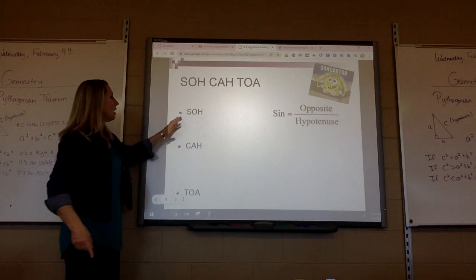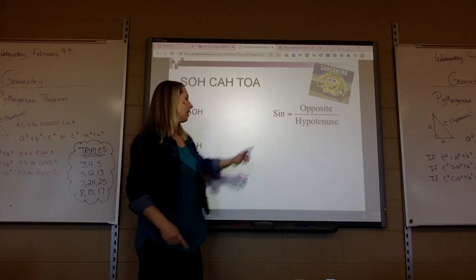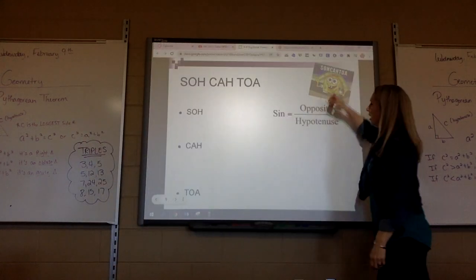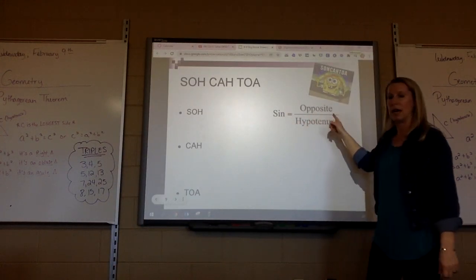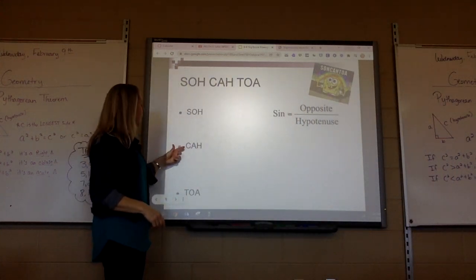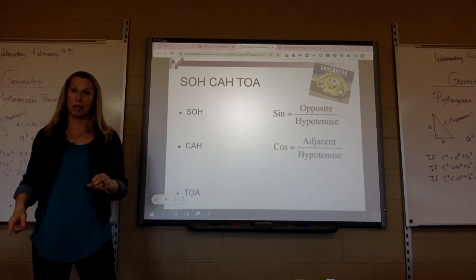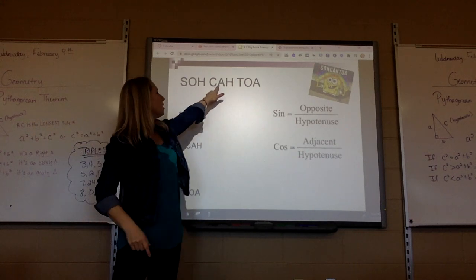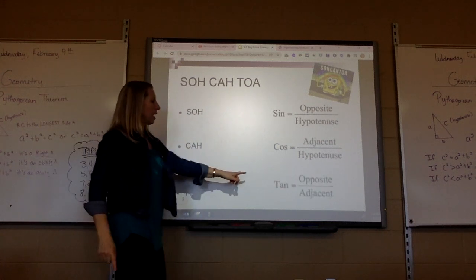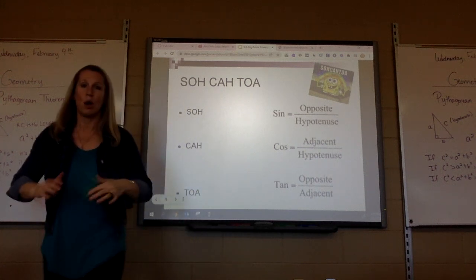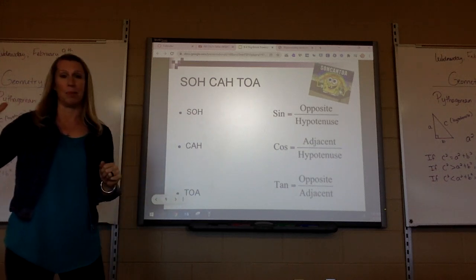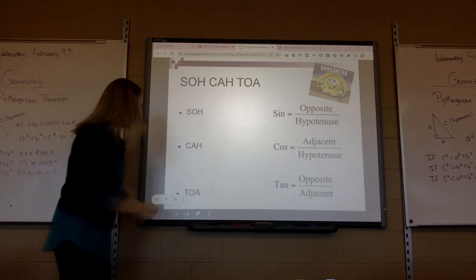So what that means, S stands for sine. Remember that button on the calculator? So S stands for sine, and it is always the opposite side over the hypotenuse. O-H, opposite over hypotenuse. C stands for cosine. Cosine is always the adjacent side over the hypotenuse. T stands for tangent. Remember the one that said, no hypotenuse. So no hypotenuse is tangent. That is opposite side over adjacent side.